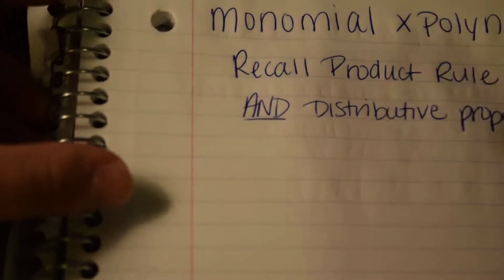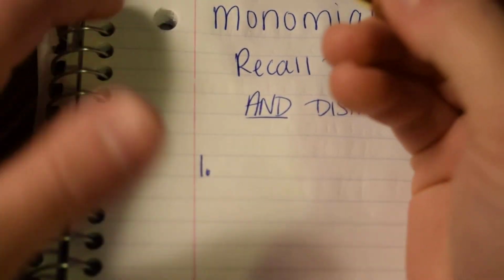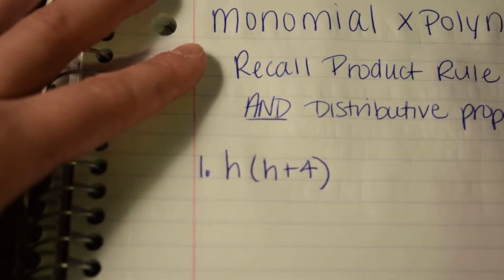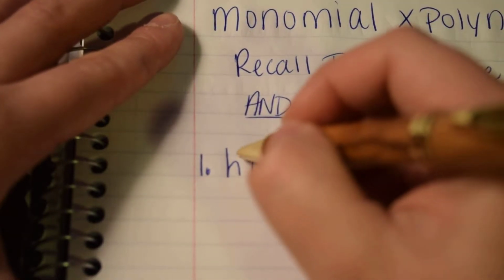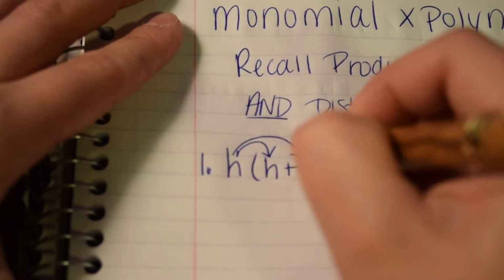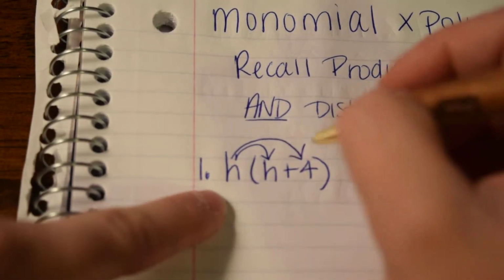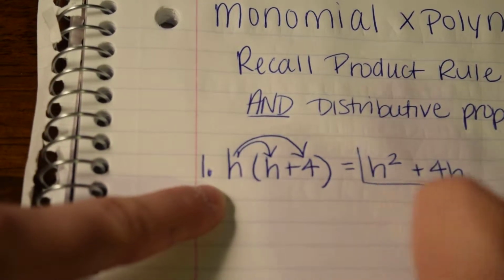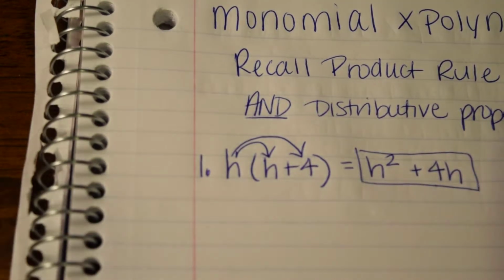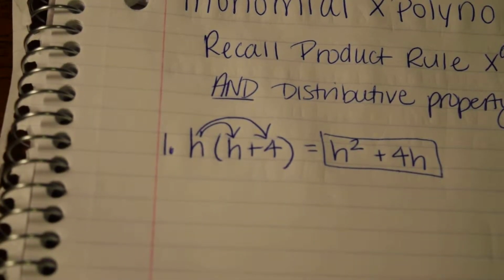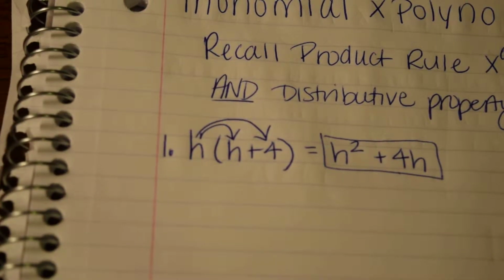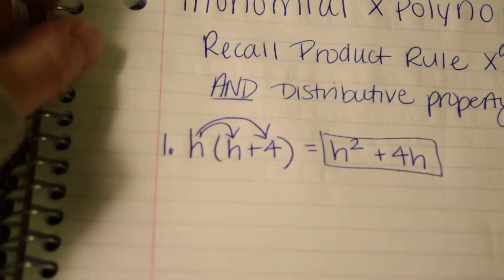So if I have the number 1 from your paper, it says h times the sum of h plus 4. So we're going to multiply h times h and h times 4. So we're going to get h squared plus 4h. Please, please, please do not put the 4 on the other side of the h because it's not accurate. We want to make sure we are using proper form when we write in algebra. Okay, so pretty simple, nothing too scary.